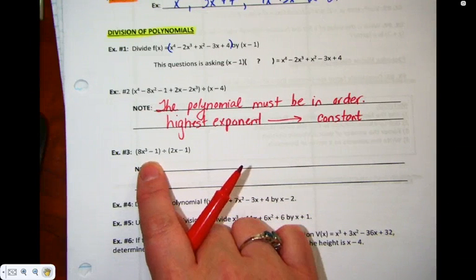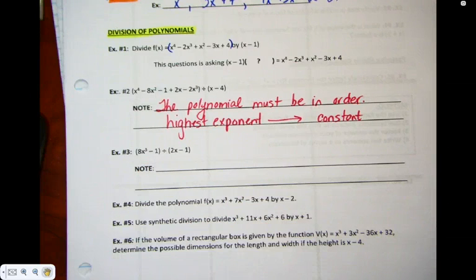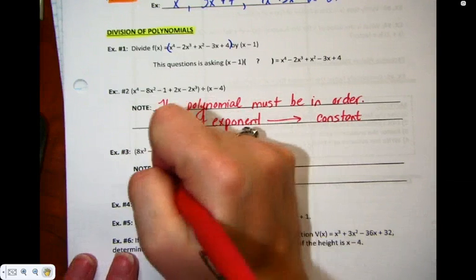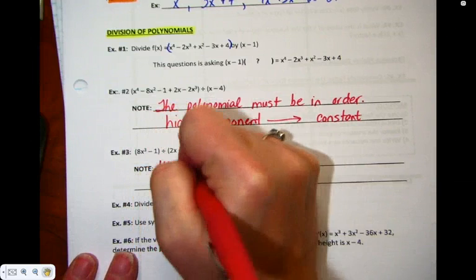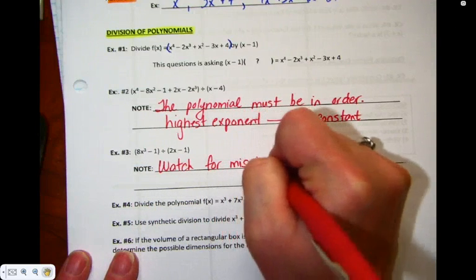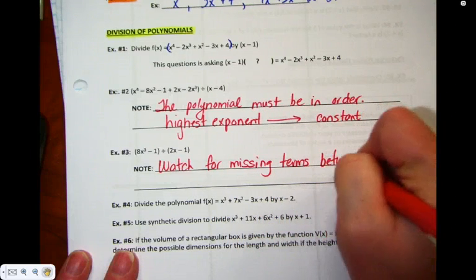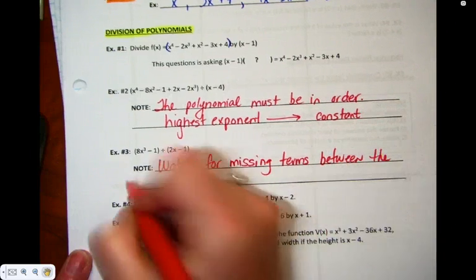So there's only one exponent. We call that missing terms, and you need to be careful about missing terms. So if you have the highest degree and you have the constant, you have to be aware of anything that's missing in between, and we have to put a coefficient of 0. And what that does is just keep the placement in your division. So the note is watch for missing terms between the highest degree and the constant.